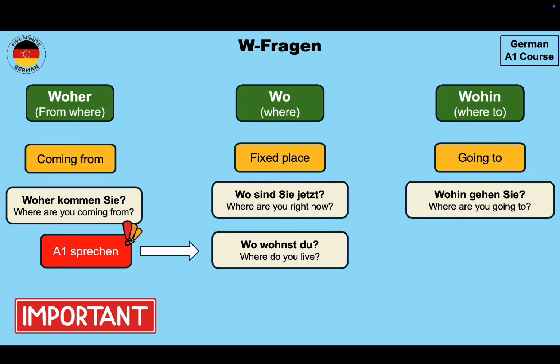And in Germany, "Wohin gehen Sie?" is often shortened to just "Wohin", which means where to. So this is the difference between woher, wo and wohin.